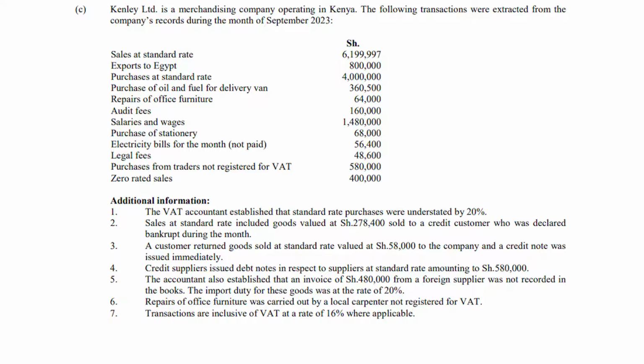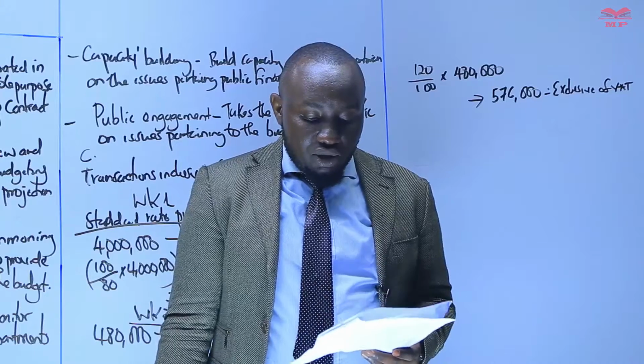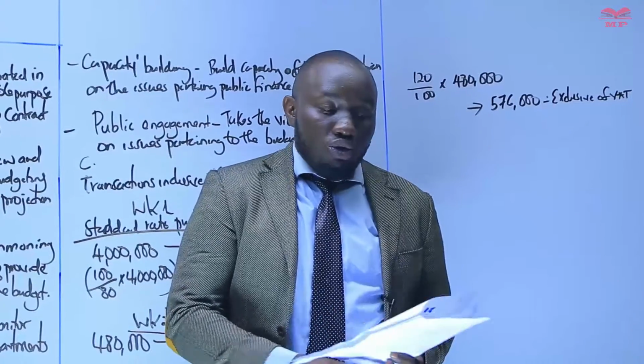And lastly, transactions are inclusive of VAT at the rate of 16% where applicable. So we compute the value added tax, that is VAT payable or refundable by KASNEB Limited. I say this because we do not have an exempt. We carry this out using what we call a VAT account, because there's no restriction.